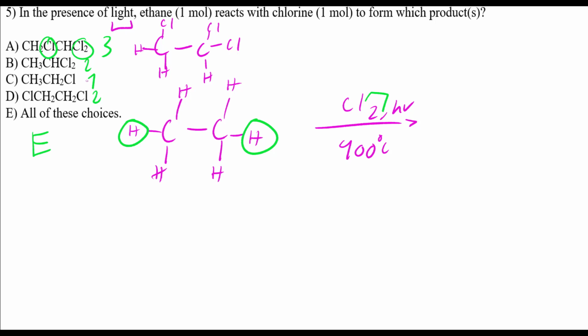So as a recap, ignore the moles. Assume that you're working with an infinite amount of chlorines, and those chlorines can rip off any hydrogen that it wants and place itself in that location. So it's E, all of these choices.